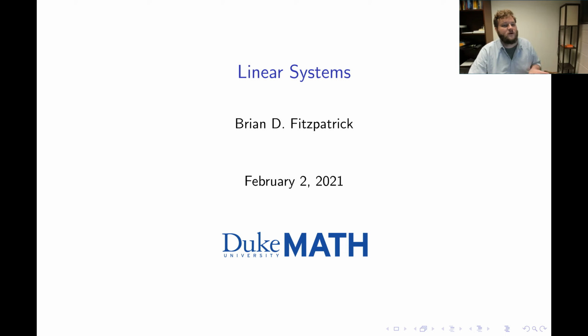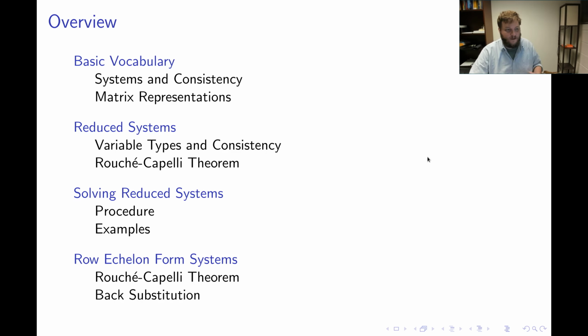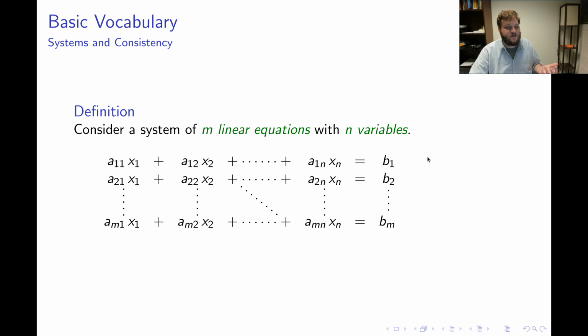One of the most important applications of the theory of matrices is the theory of linear systems. Now, what is a linear system? It's a list of equations that looks something like this. So what we're studying here is a list of m linear equations with n variables.